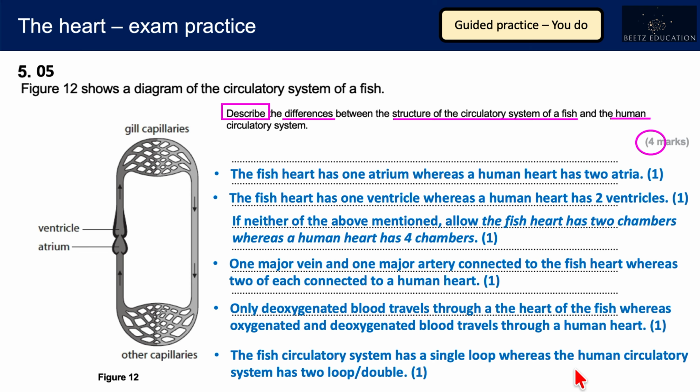Finally, an alternative 4th mark that we could mention is that there's only a single loop to the fish circulatory system, whereas a human circulatory system has 2 loops, or a double pump system. So several different ways there to get 4 marks.